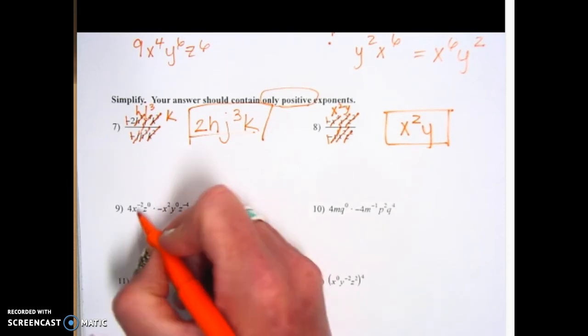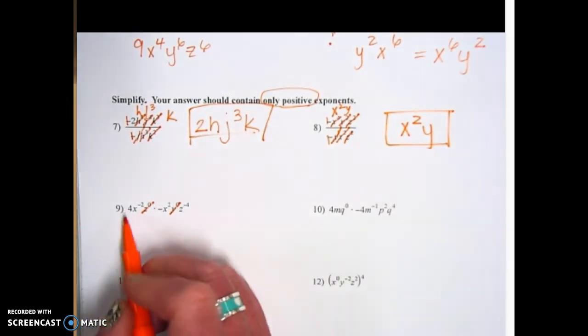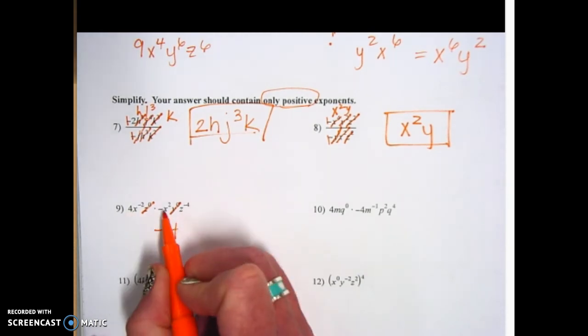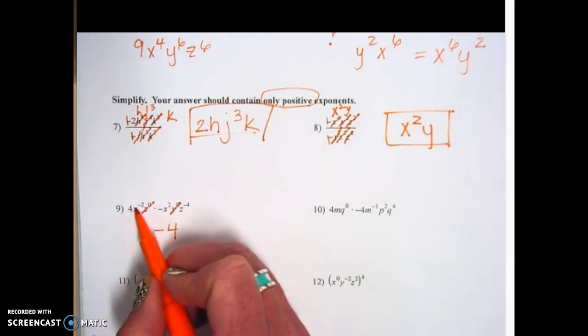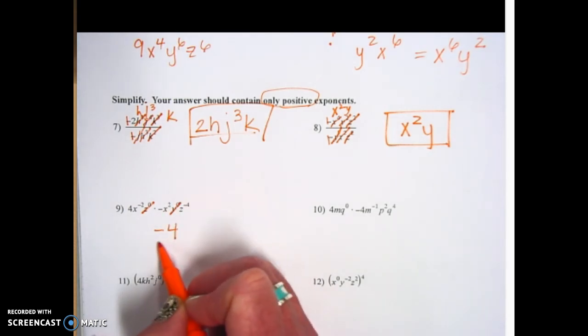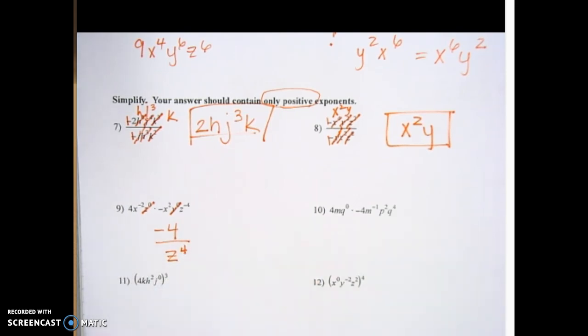Number 9, I'm seeing some 0 powers, so those go to 1. Those cancel. 4 times -1 is -4. X to the -2 and x to the second. Add those two together, that becomes x to the 0, which is 1. And I've got z to the -4th. Move it to the denominator, make it positive exponent of 4. So 9 should be -4 over z to the 4th.